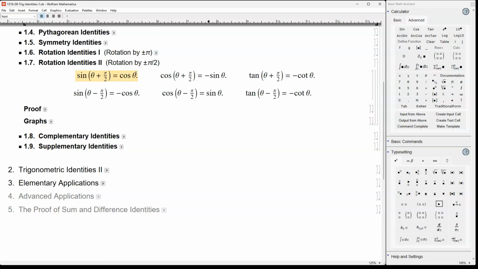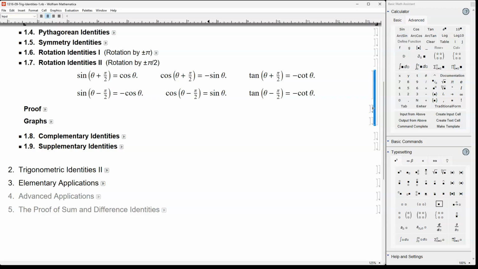Sine of theta plus pi/2 is cosine of theta, and then minus pi/2 we get negative cosine. Cosine of theta plus pi/2 is negative sine. Subtract pi/2 we have sine. For tangent and cotangent it's easier: theta plus pi/2 or theta minus pi/2, either way we get negative cotangent. So the tangent and cotangent part is definitely better, but the sine and cosine part is really confusing.